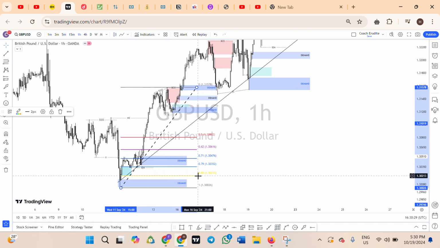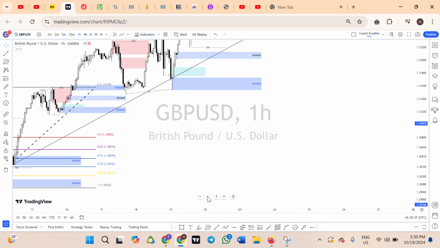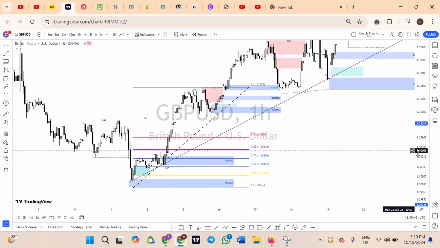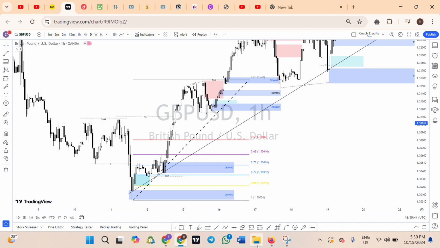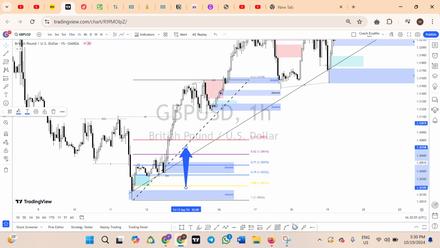And how do you now trade with this Fibonacci tool? From the chart, you can discover that we have the discount zone and the premium zone. Here's the discount zone. I'm going to be changing the color to blue. And here's the premium zone. I'm going to be changing the color to red.